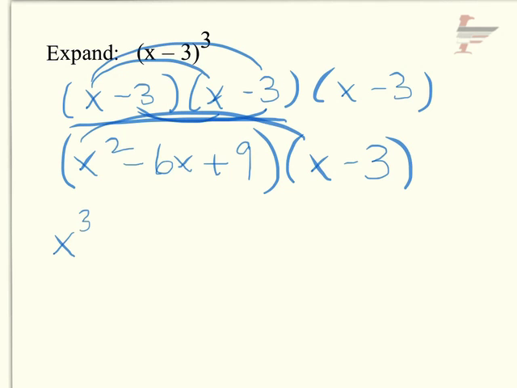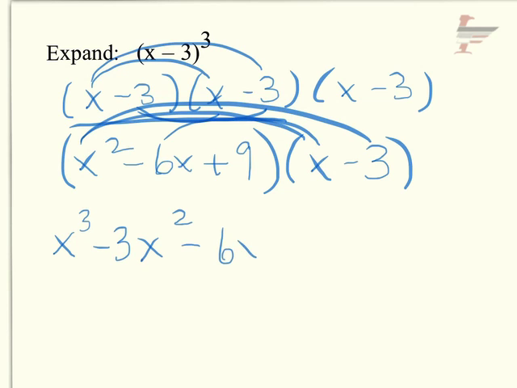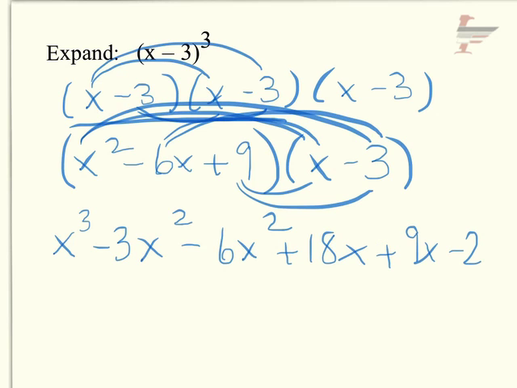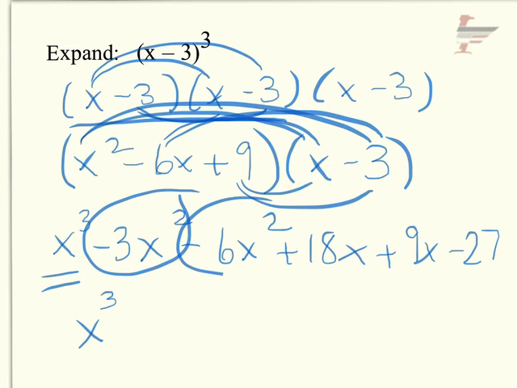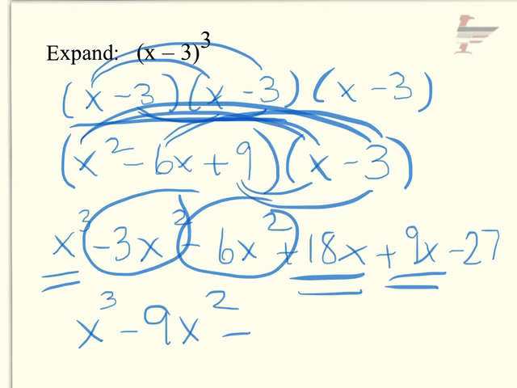So I get x cubed minus 3x squared minus 6x squared plus 18x plus 9x and minus 27, and lastly combining like terms, so I have my 1x cubed, I have negative 3 minus 6, so negative 9x squared, plus 18 plus 9, so that's plus 27x, and then minus 27. So again, not a challenging problem, just be really careful when he says to cube something or square something that you understand you're multiplying that.